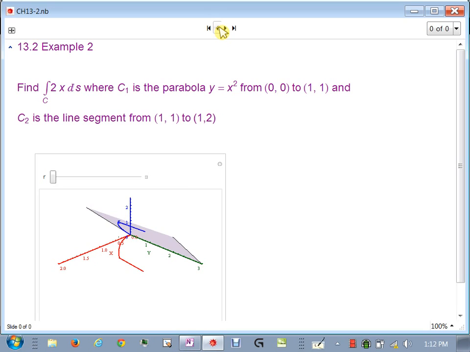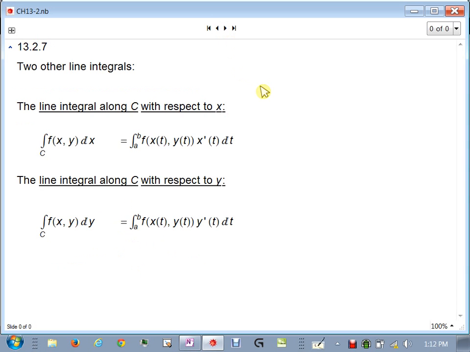So what we're trying to do, geometrically, we have a curve sitting in space somewhere, or sitting on the ground, and then we have some surface above it, and we're trying to find the area of the curtain dropping down. That's the geometric interpretation of what we're doing. Now we have two other types of line integrals. The first one we learned about was the line integral with respect to arc length. We had that little ds at the end, which was our arc length.